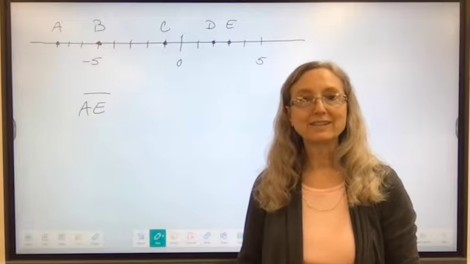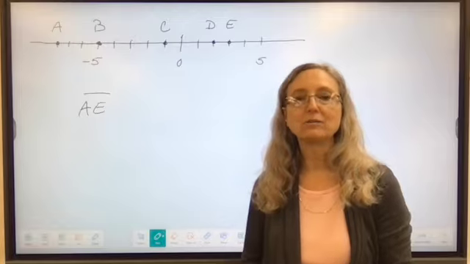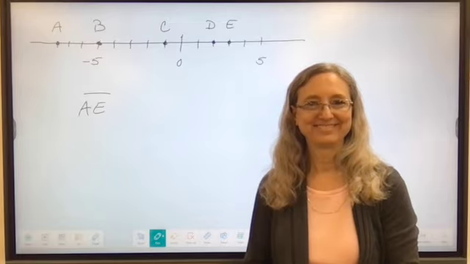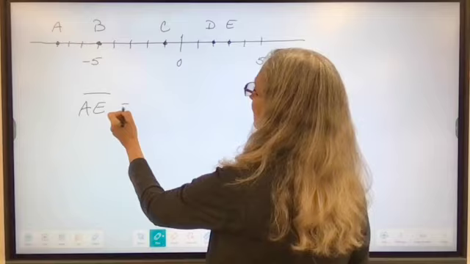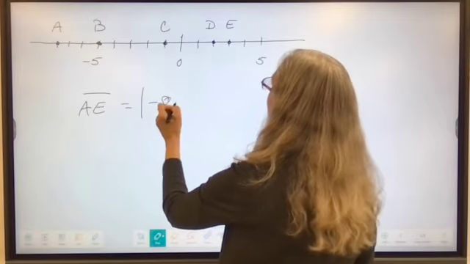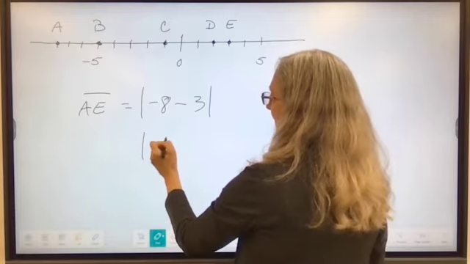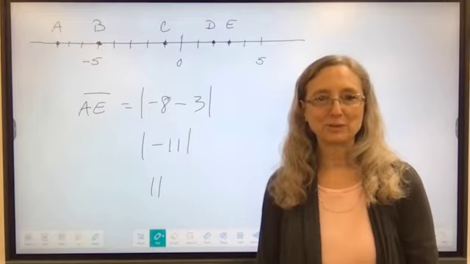Why don't you take a minute and try to find the length of segment AE. Pause the video, figure it out, and then restart it and see if you got it right. Okay, I hope that you got A is -8 and E is 3. That's -11, so the answer is 11. How did you do?